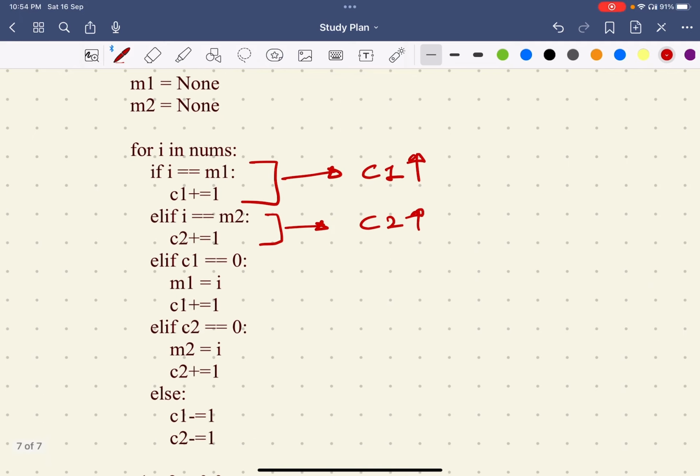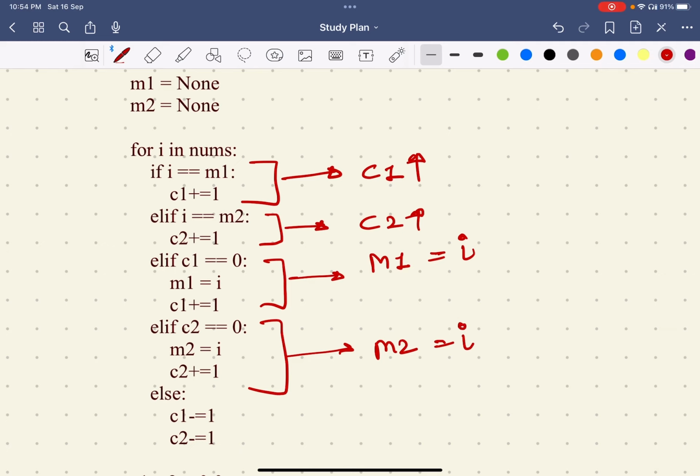And let's suppose we are at a very initial stage where C1 and C2 are 0. So what I will do is set my majority element 1 equal to the element, and my majority element 2 equal to the element, and I will set C1 equal to 1 and C2 equal to 1.